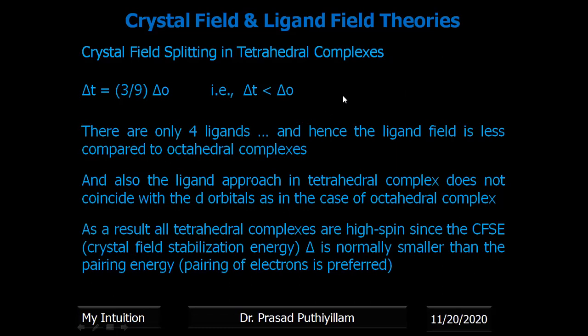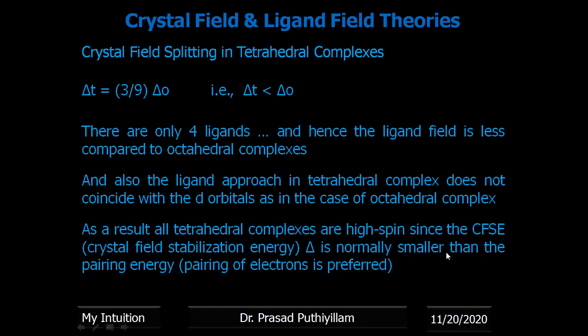Because the energy difference is less, an electron can go to a higher energy level rather than pairing. Therefore if singly occupied, that contributes towards high spin. Singly occupied or unpaired electrons contribute more to high spin than paired electrons. Therefore we get high spin in the case of tetrahedral compounds. In general we get high spin, since delta is normally smaller than the pairing energy, so pairing of electrons is not preferred. Okay, this is a typographical error here.